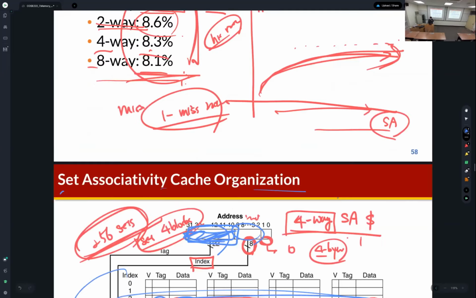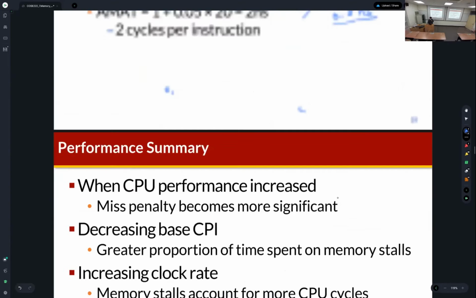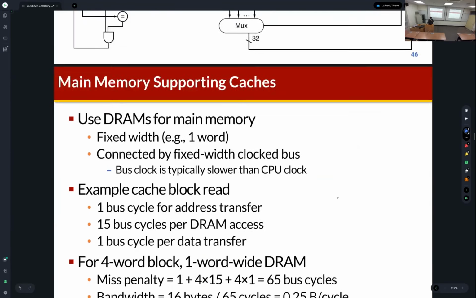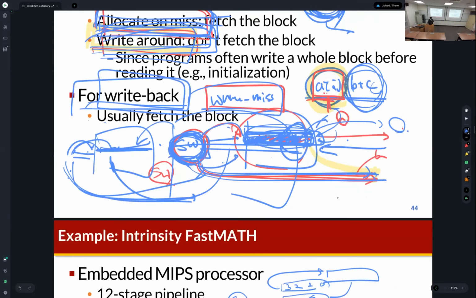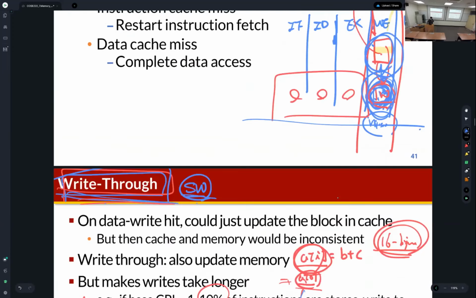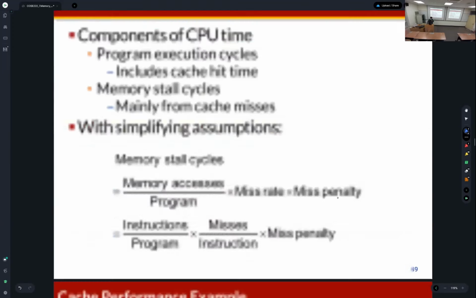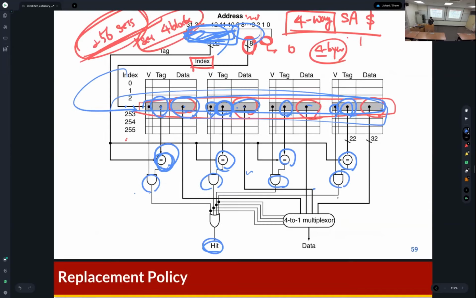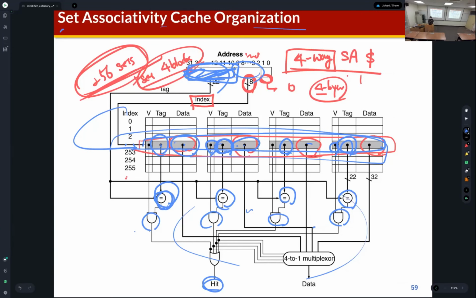So compared to the direct mapped cache, here you can find the direct mapped cache has only one tag, one data, and one valid bit. But in the set associative cache, you can find multiple blocks. Multiple blocks are read from the target set of the set associative cache. Okay. So I will stop here.